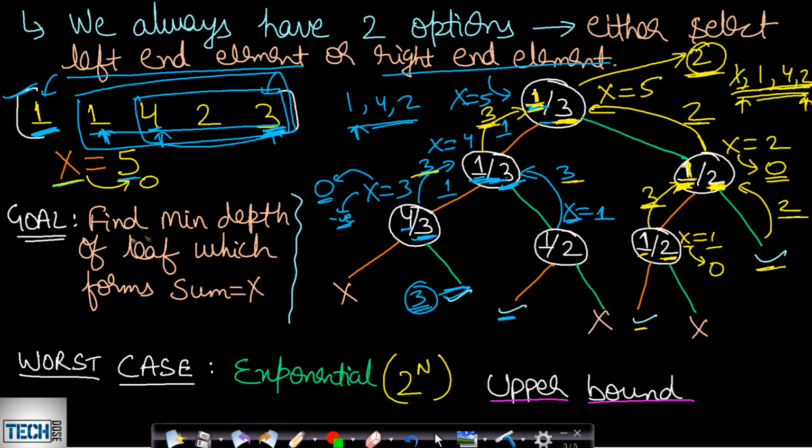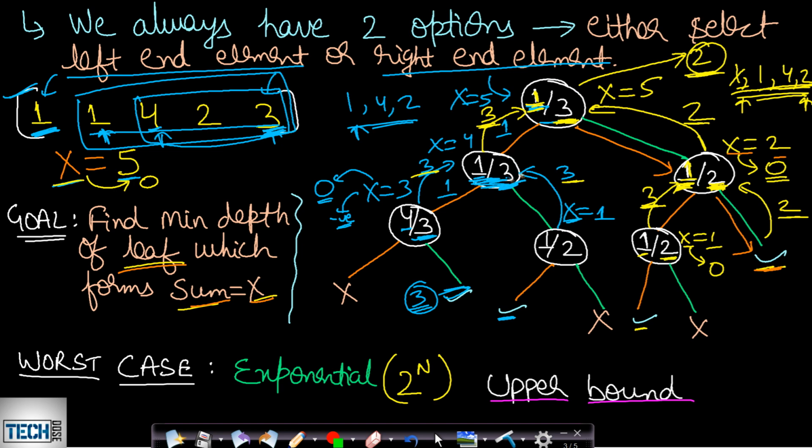Now finding the minimum depth of leaf which forms the sum equal to x is basically our goal. In this case you can see that if we take this path from this root node to the right child and again to the right child, then this is the minimum depth path which will be giving us sum x equal to 0. Okay, so we want to find the minimum depth of leaf which forms sum equal to x. This is our entire goal.